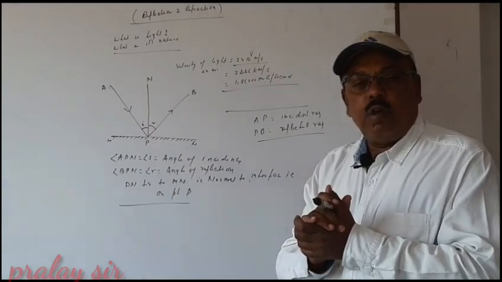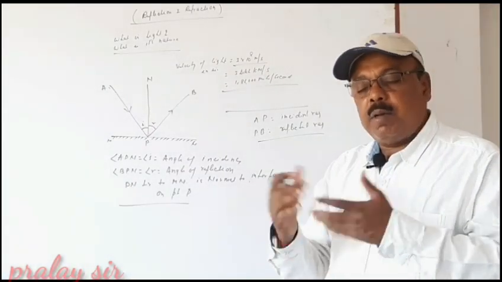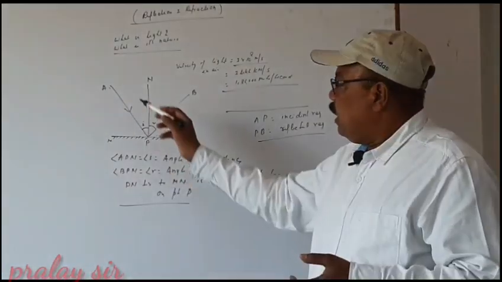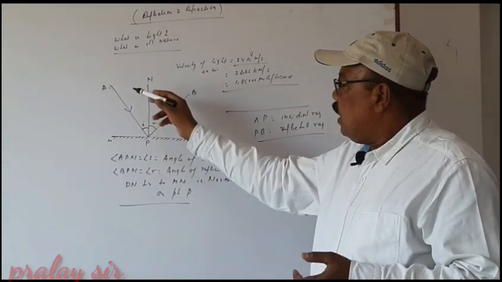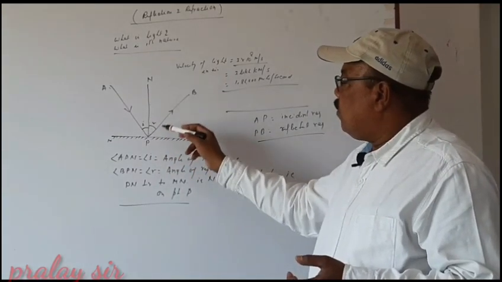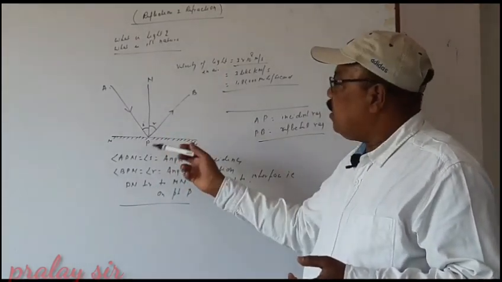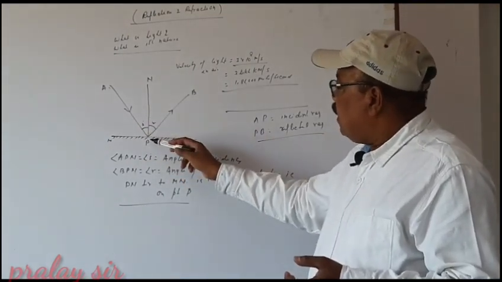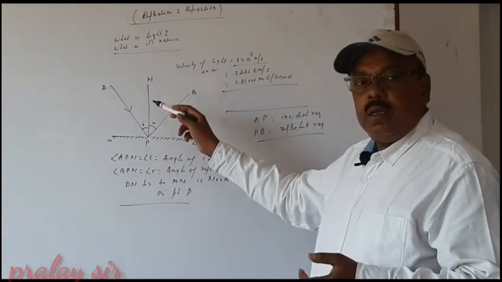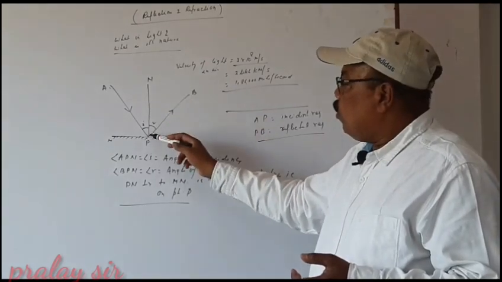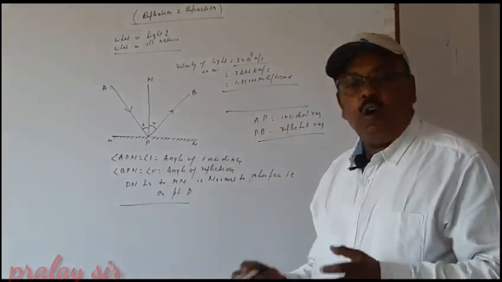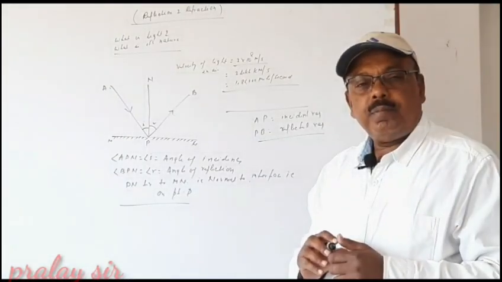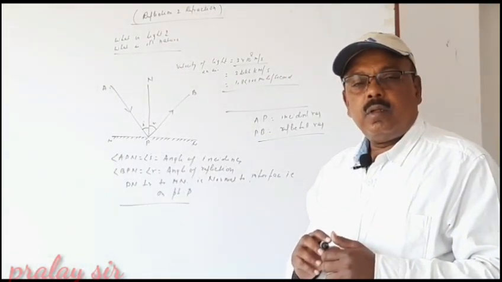This is the law of reflection. Again, I am repeating the things. Angle of incidence I is equal to angle of reflection R. The next law is that the incident ray AP, reflected ray PB, and normal to the point of incidence PN all lie in the same plane.